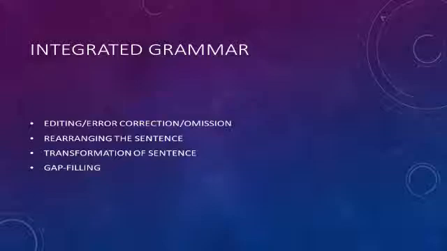And in editing, you have to find out the incorrect word from each line and you have to replace it with the correct form. So in step 1, you have to read and understand the passage. Then you have to locate the incorrect words and replace the incorrect word with the appropriate word. And in gap filling, you have to replace the words missing from the given text. And in transformation of a sentence, you have to change the sentence into another sentence, but the sentence should have the same meaning.